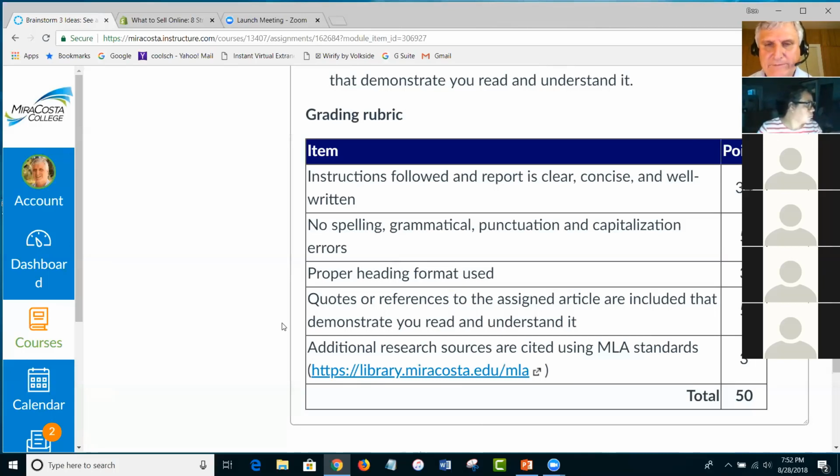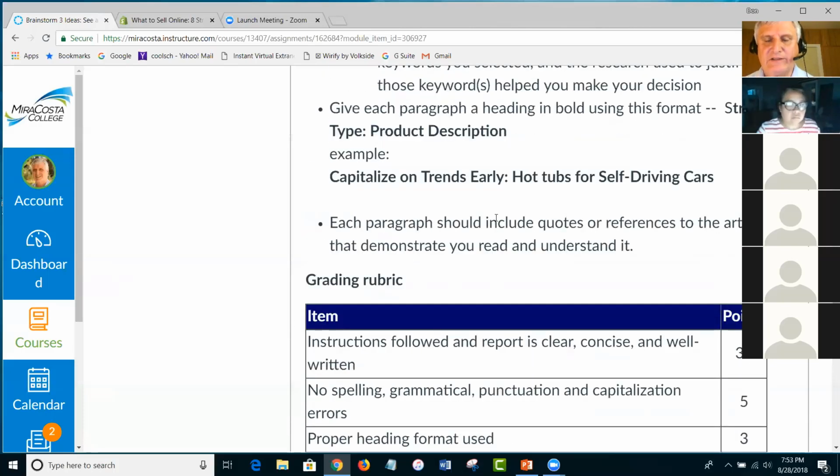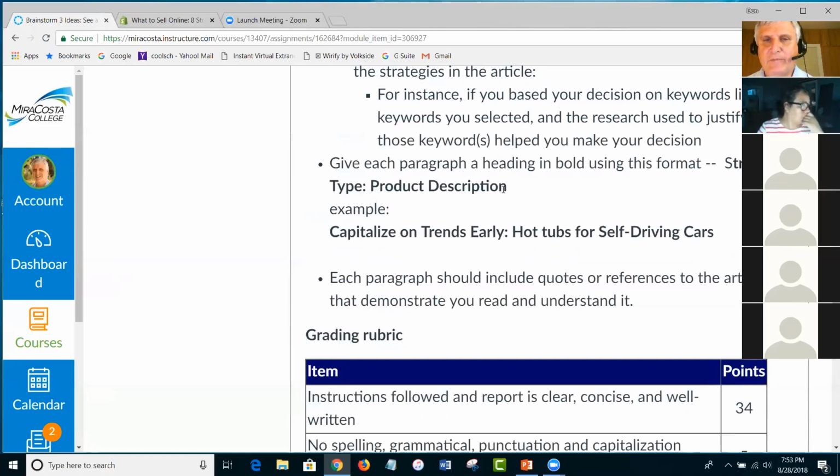Okay. And for the proper heading, again, I want to know. Yes, so the proper heading is basically just a bold heading where you put the strategy type and then the product description. So the strategy type colon and product description. Thank you so much. So here's an example that I provided.